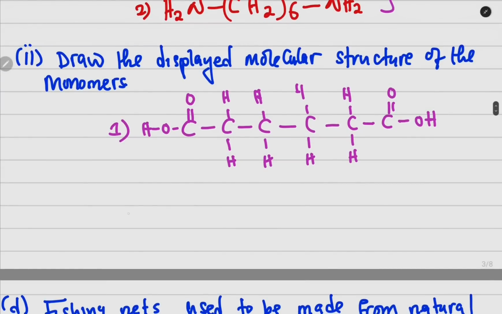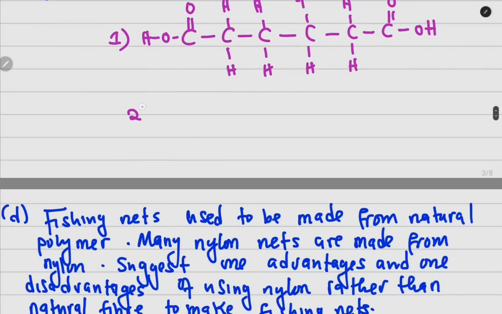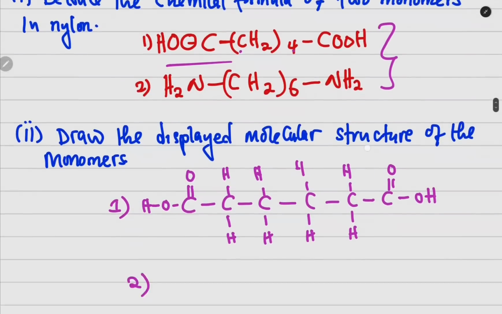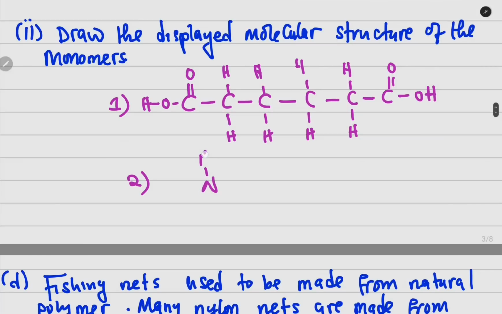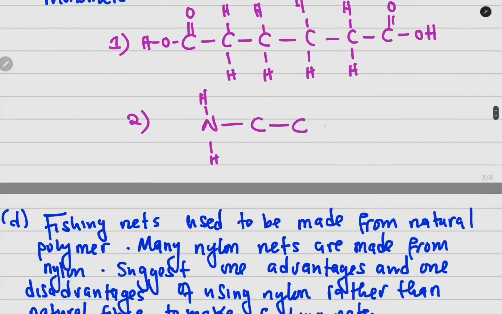That is for one of the monomers, this part. Then of course, what about the second one? For the second one, start with the nitrogen. Then of course we have hydrogen, hydrogen. Then of course this one attaches. So how many carbons? 6 carbons. So 1, 2, 3, 4, 5, 6. Then of course at the end is NH, like this, with hydrogens, 1, 2, 3, 4, 5, 6 hydrogens.